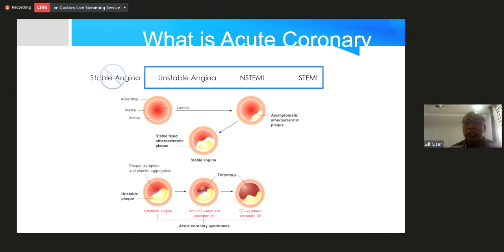Okay, you can see from the diagram, the cartoon here, in the lumen, this is the atherosclerosis, the atheroma. In stable angina, the atherosclerosis gets thicker and thicker, eventually occluding the blood vessel. It causes chest pain, reduced perfusion, and can also cause heart failure. But it won't kill the patient all of a sudden.